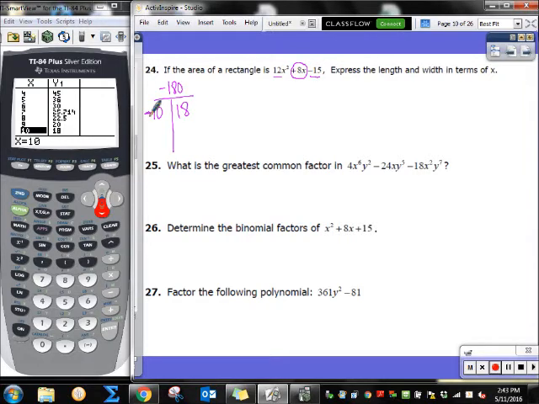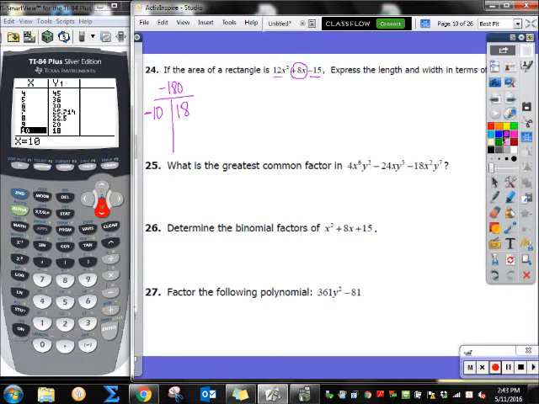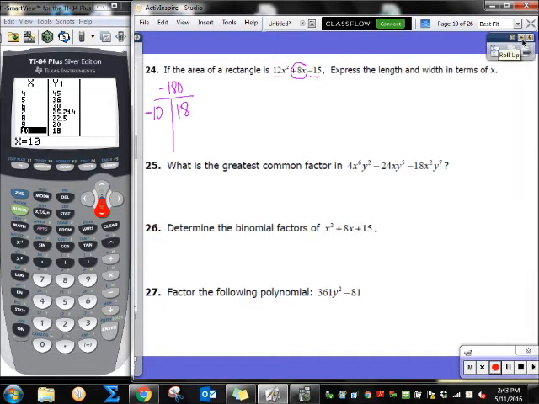So now we are going to replace that positive 8x with a minus 10x plus 18x. And here's the thing, it doesn't matter which order you write these in, it should work. So we have 12x squared minus 10x plus 18x minus 15. Now we group first two, last two, and take the greatest common factor out of each of these.